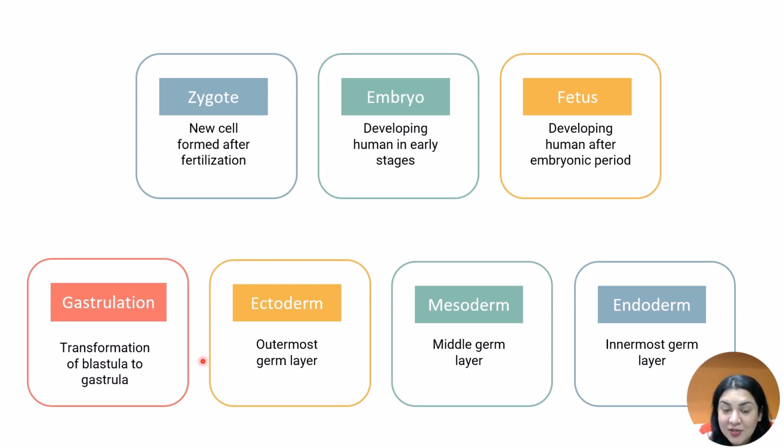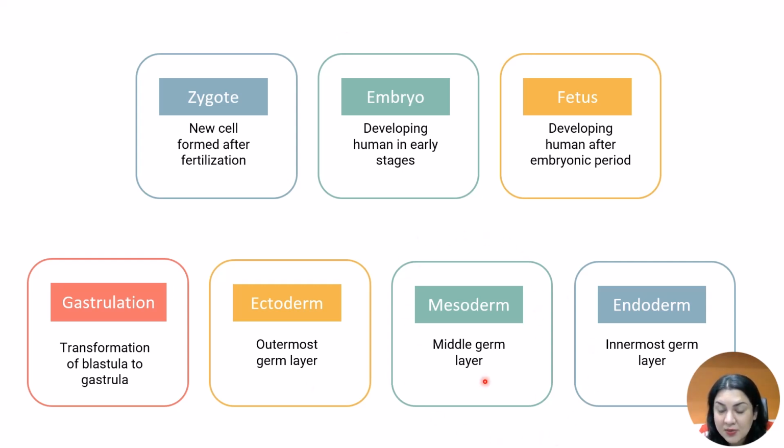So we have the ectoderm, the mesoderm, and the endoderm. And we'll discuss all of this in detail as we go along today's lecture, and then we keep coming back to it in future embryology lectures as well. So ectoderm describes the outermost germ layer that plays an important role in giving rise to or shaping a lot of the external structures of the human body.